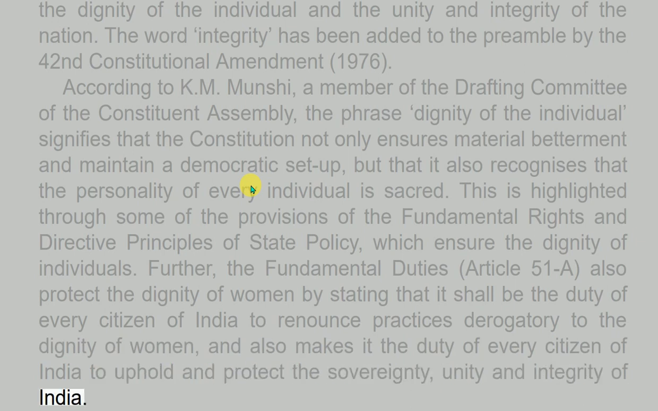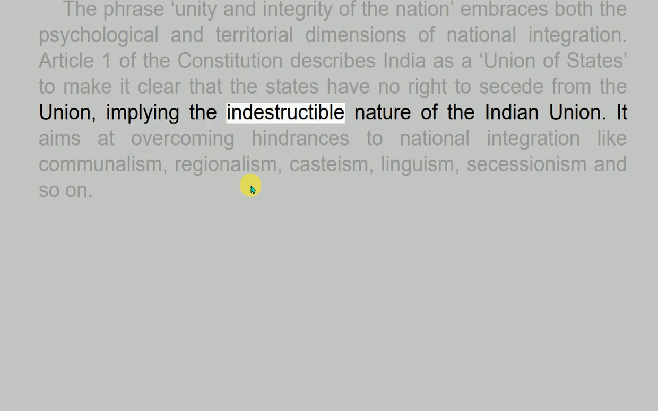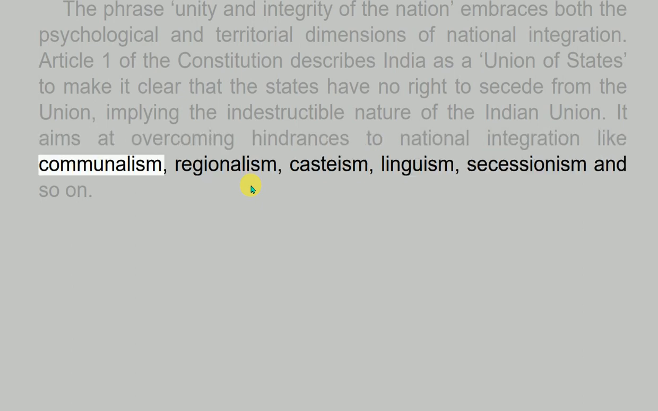The phrase, unity and integrity of the nation, embraces both the psychological and territorial dimensions of national integration. Article 1 of the Constitution describes India as a union of states to make it clear that the states have no right to secede from the union, implying the indestructible nature of the Indian Union. It aims at overcoming hindrances to national integration like communalism, regionalism, casteism, linguism, secessionism and so on.